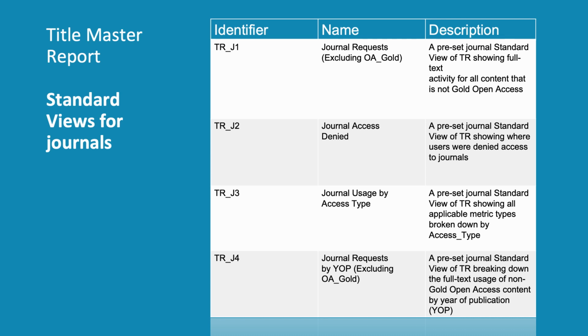TR-J3 is Journal Usage by Access Type, showing all applicable metric types broken down by access type. And TR-J4 is Journal Requests by Year of Publication, YOP, excluding OA Gold, which shows full text activity for all content which is not Gold Open Access by year of publication.